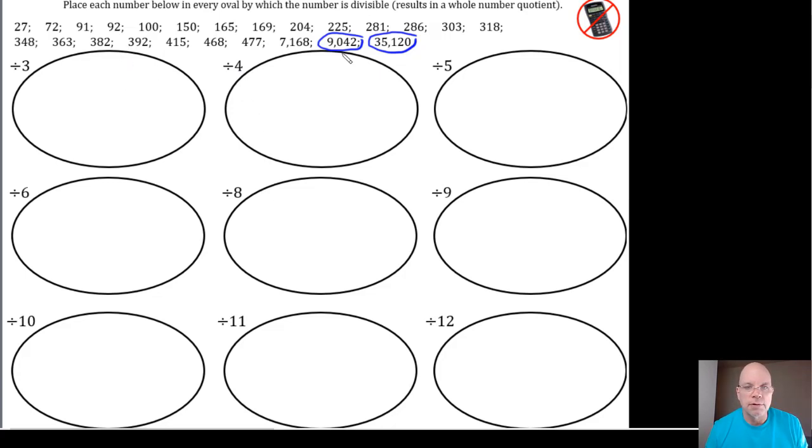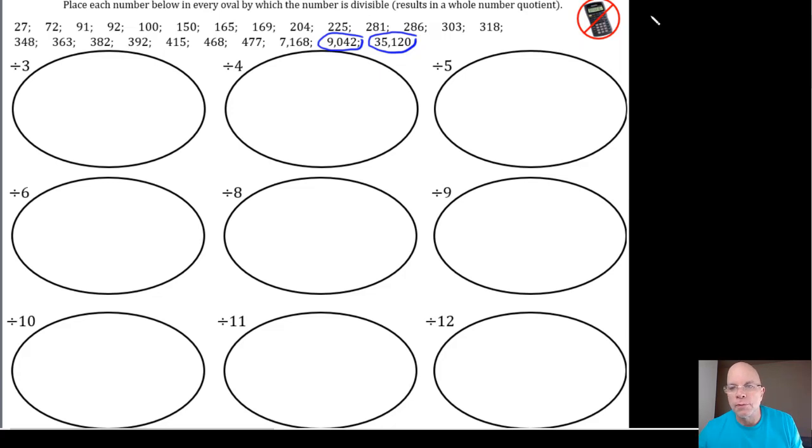If 35,120 is divisible by 3, what we mean by that is we could divide it by 3 and get a whole number quotient, which is another way of saying that 3 would be a factor of 35,120. And it's yet another way of saying that 35,120 is a multiple of 3.